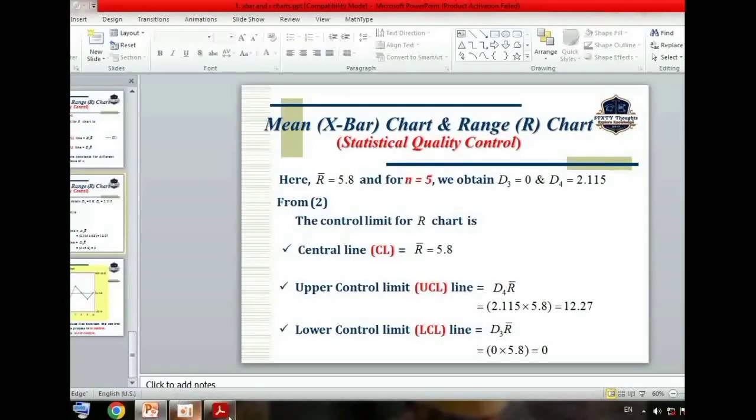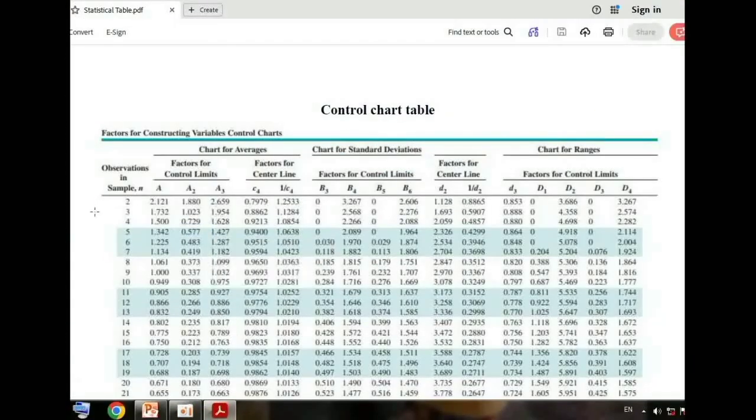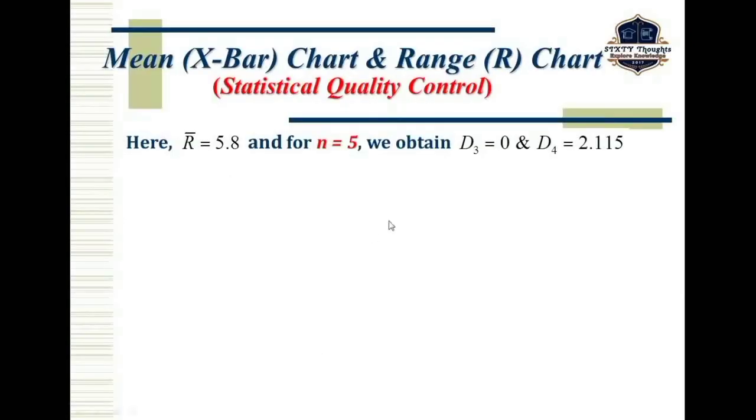So this is the statistical table value. What is our constant? D3 and D4 for n equal to 5. For n equal to 5, you get this answer: D3 is 0, D4 is 2.114. So therefore we get D3 equal to 0 and D4 equal to 2.115.